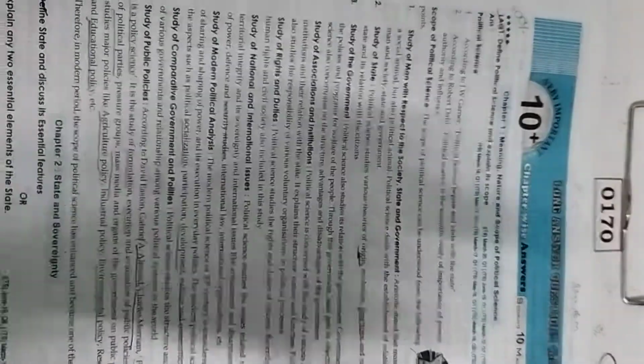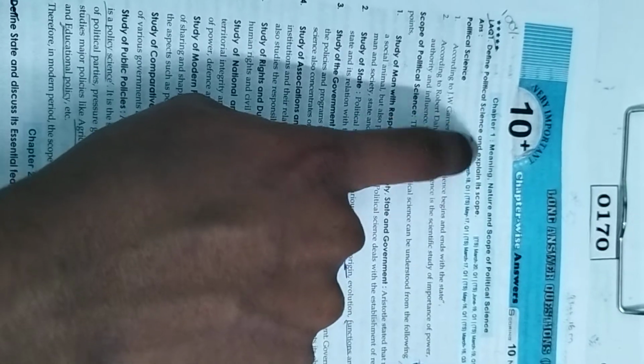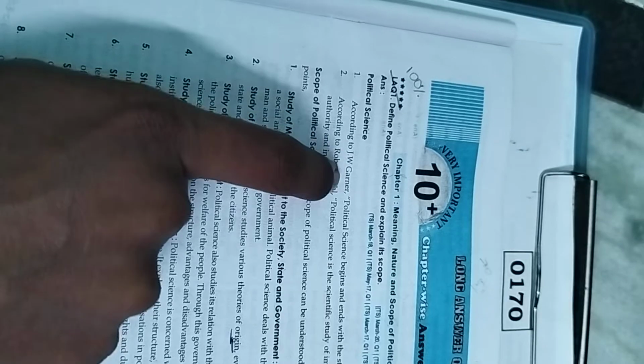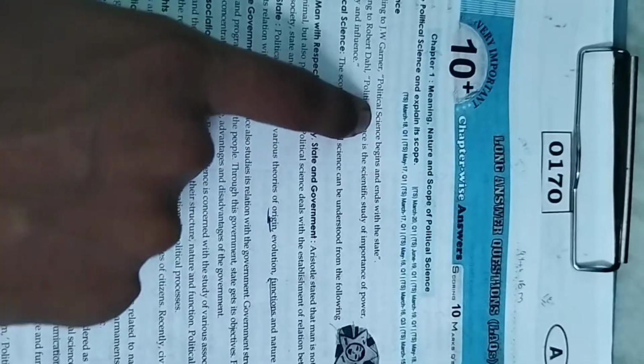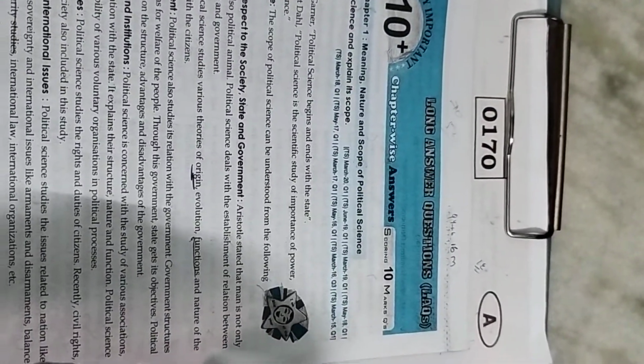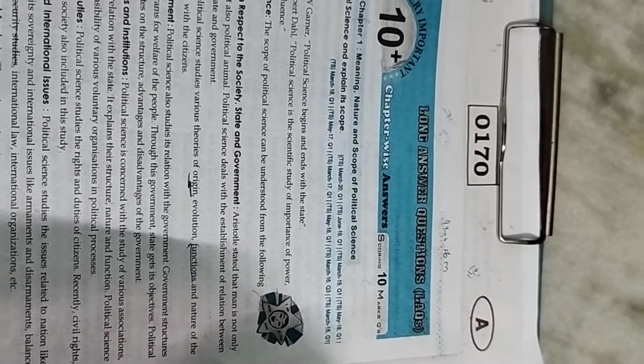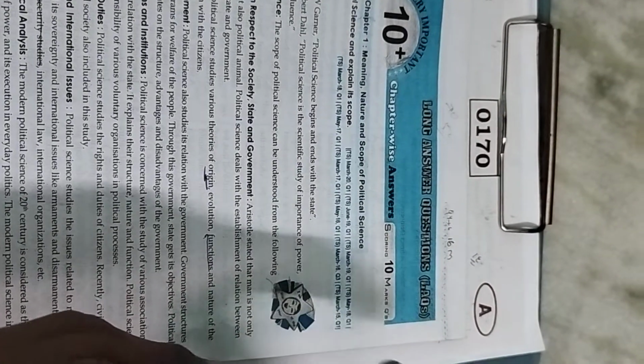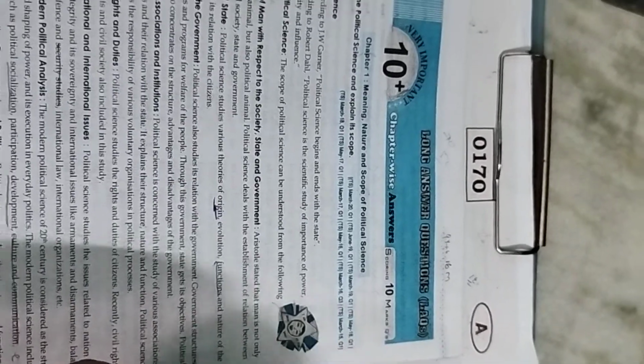Today I am going to teach how to define political science and explain its scope. First we have to write definitions, any two scientists. The first one is according to J.W. Gardner, political science begins and ends with the state. He is telling that political science starts from the state and ends with the state. We have to write: begins and ends with state.